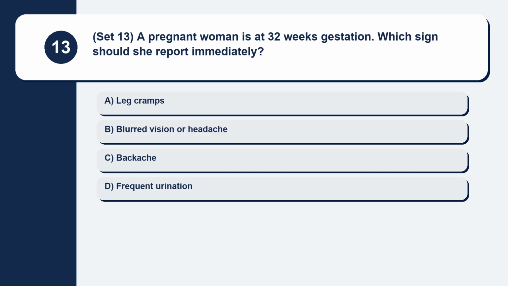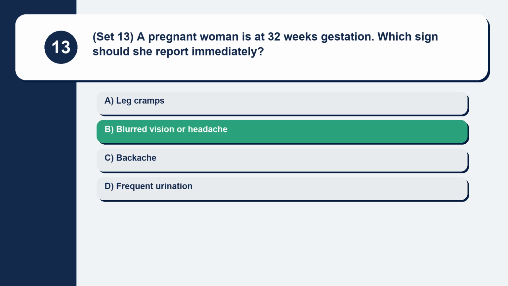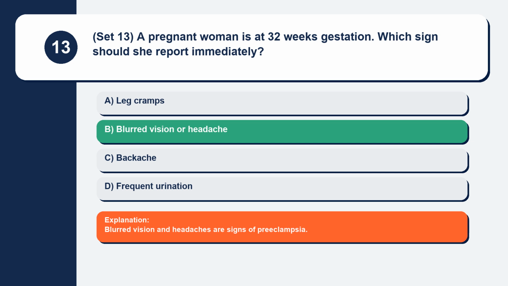Question 13, Set 13. A pregnant woman is at 32 weeks gestation. Which sign should she report immediately? Leg cramps, blurred vision or headache, backache, frequent urination. Blurred vision and headaches are signs of preeclampsia.